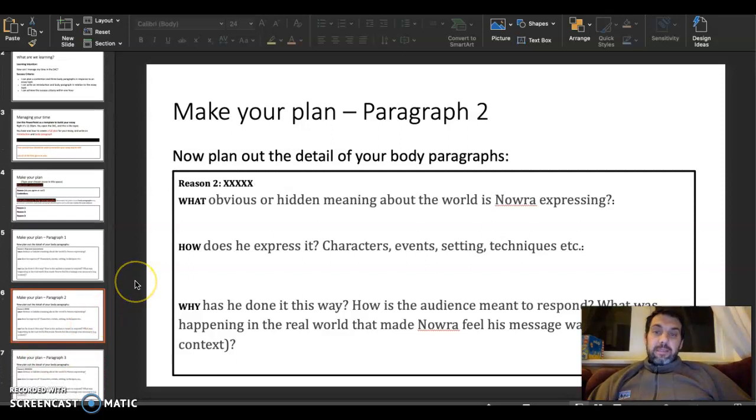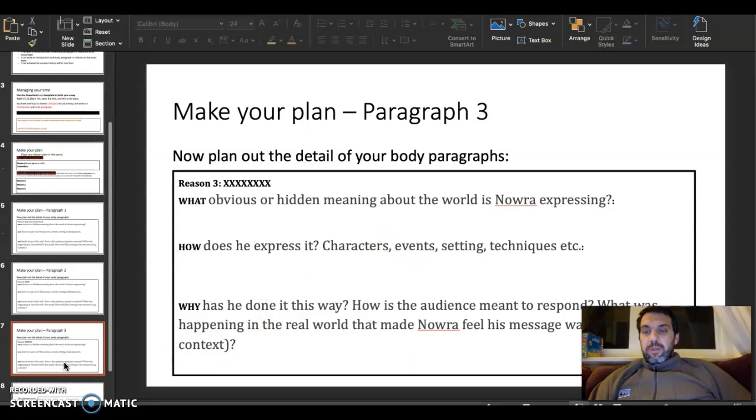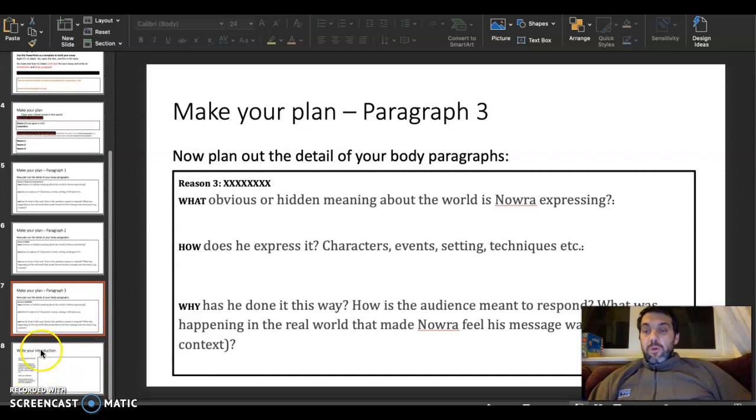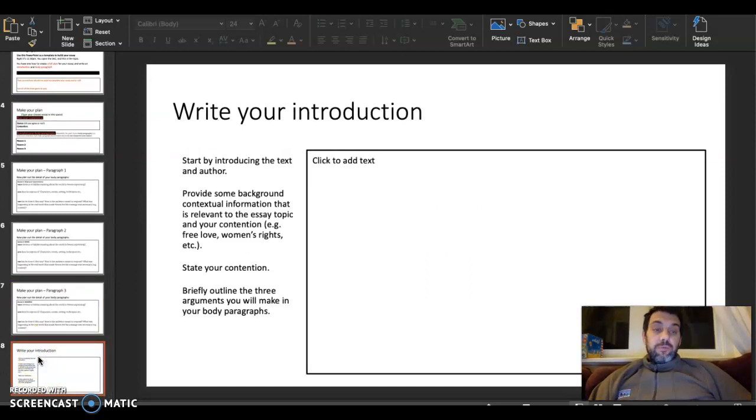Next slide, exact same thing. You put your second reason right in here, and again, you work your way through the steps. In relation to your second reason, what's the hidden meaning of what the author is expressing, and how does he express it? Again, it feeds into TEAL. By the time you get to the end, you're ready to go with your paragraph. Paragraph 3 does the same thing. Once you have the 3 of those done, move right on into writing your introduction.